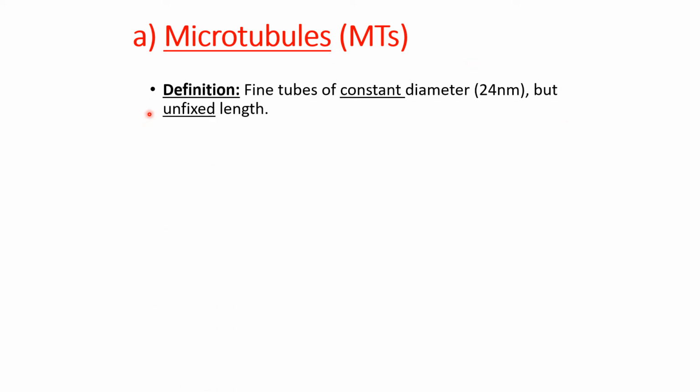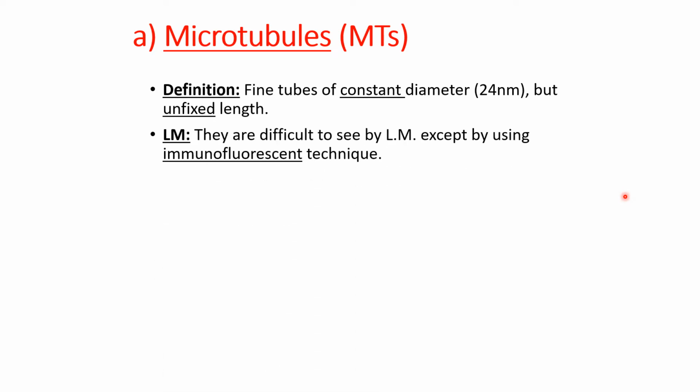By definition, microtubules are fine tubes of constant diameter 24 nanometer but unfixed length. By LM difficult to be seen except by using immunofluorescent technique. What do I mean by immunofluorescent technique? If we consider the microtubule is an antigen, we are going to label antibody with fluorescent and put it with the microtubule. For demonstrating if there is microtubule, the antibody will join the antigen with the fluorescent. I'm going to see the microtubule.